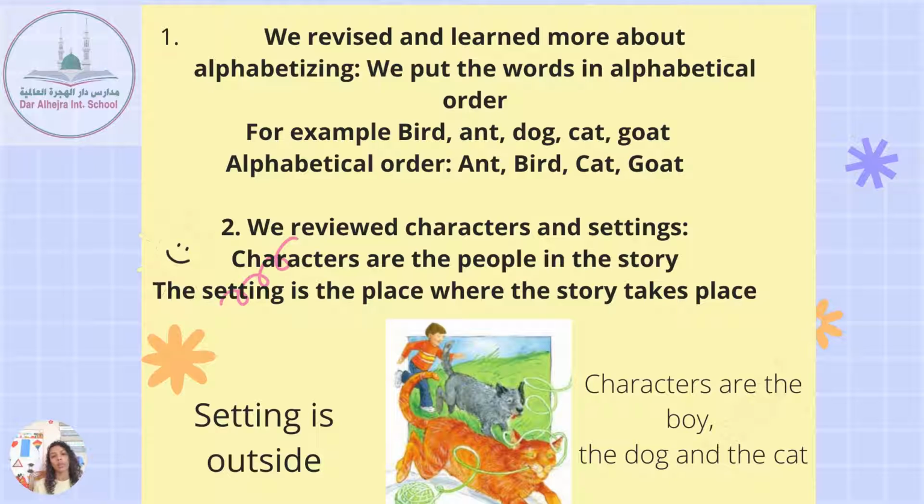We also reviewed characters and settings. Now, characters are the people in a story, and the setting is the place where the story takes place. The setting, for example, in this picture is outside, and the characters are the boy, the dog, and the cat.